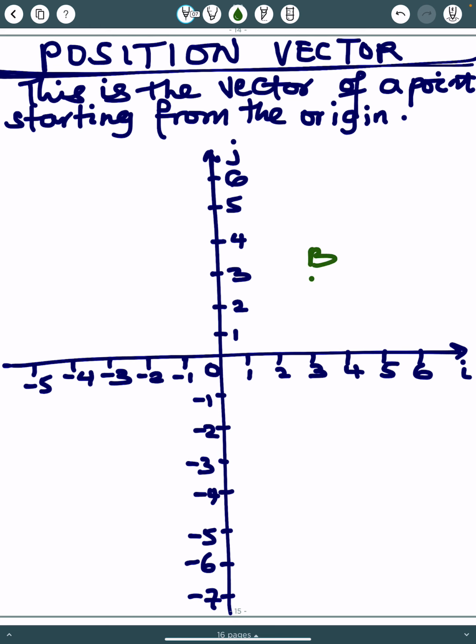This point is 3 units on the horizontal axis from the origin. It is 3 units to the right on the horizontal axis and 3 units upwards on the vertical axis. So this is position vector OB. OB is the position vector of B.